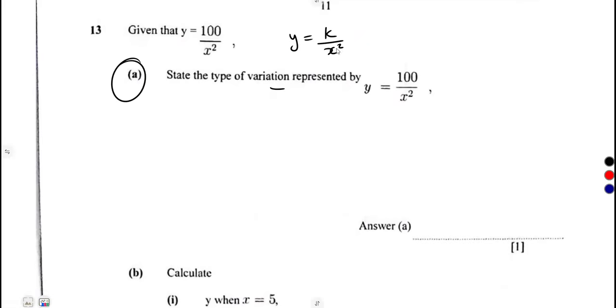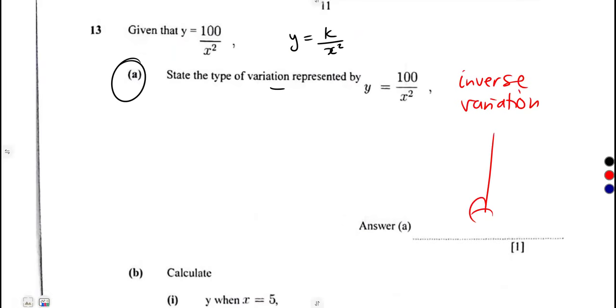So state the type of variation, which can be written like this. All right, so that is inverse variation. Y and x are inversely related. When x is increasing, y is decreasing. So this is an inverse variation that you have to consider here.